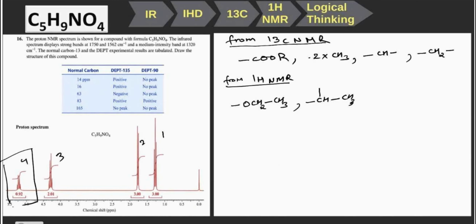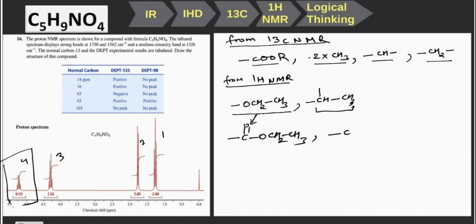Okay, so from the carbon NMR, we understand that the compound has an ester group, 2 methyl carbons, 1 methine, and 1 CH2. And from 1H NMR, we understand that this has O, CH2, CH3. So this could be part of the ester. So the ester is like this: O, CH2, CH3. And this part could be like this, something attached to the electron withdrawing group nitro. It could be nitro attached to the CH3. Okay, now let's combine these two and see what we will get.